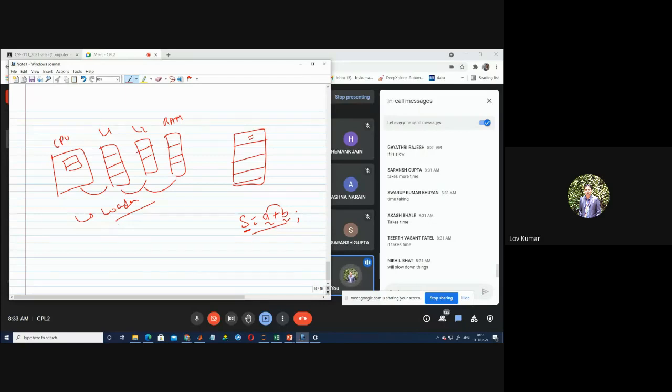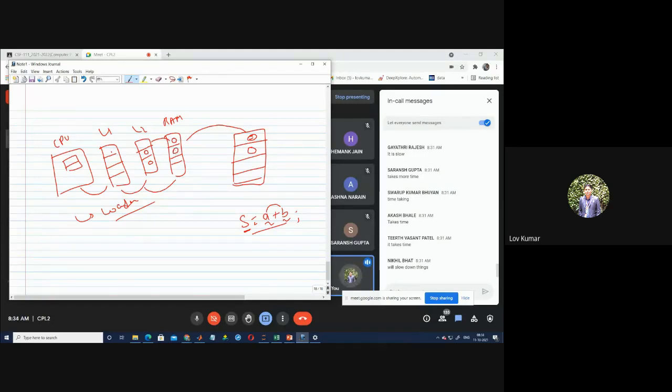What is the task of this loader? To load the values of A and B present in your secondary storage device, the hard disk, to your RAM. Sometimes it will also check the L2 cache, and if some memory is vacant, it will put some data there too. First it will check the register; if there is no vacant memory, then it checks L1, then L2, and if there is vacant memory in the RAM, it will put the data there.